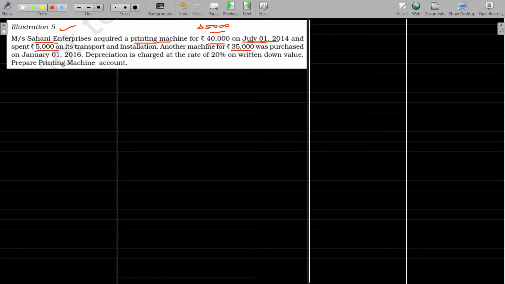Another machine for rupees 35,000 was purchased on January 1, 2016. Depreciation is charged at the rate of 20% on written down value. Prepare printing machine account.